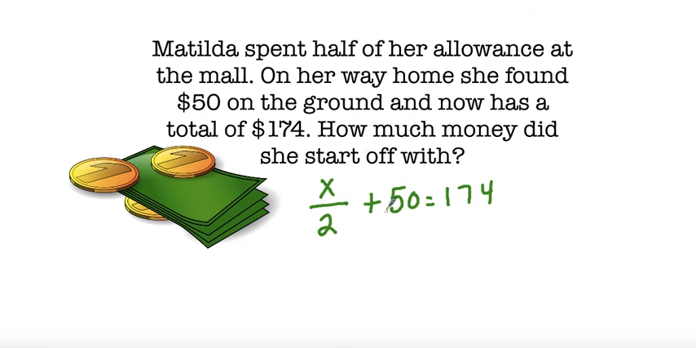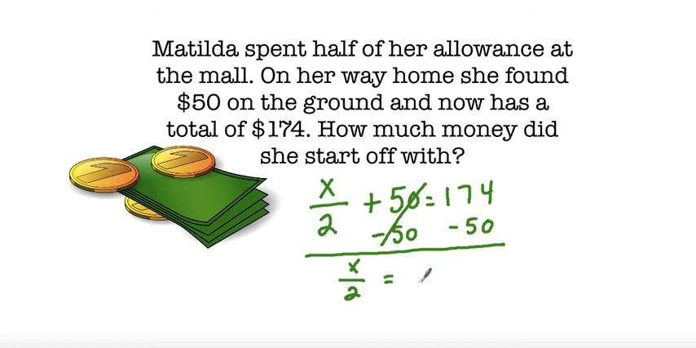And in order to do so, I have to subtract by 50 because we want x over 2 by itself. And then subtract by 50 on this side. So x over 2, or x divided by 2, is equal to, now 174 minus 50 is equal to 124. So here I have x divided by 2 is equal to 124. And since it's division, the inverse operation is multiplication. So we're going to multiply by 2. That cancels out. Multiply by 2. And so x is equal to 248. And that's how much money she started off with.